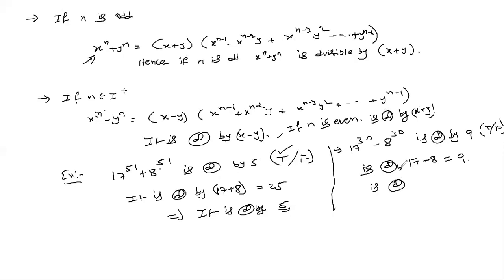It is divisible by x plus y also. Listen carefully. If it is odd, only divisible by x minus y. If it is even here, it is divisible by both x minus y and x plus y. Odd means only x minus y. Even means both. Is divisible by 17 plus 8, that means 25. I think it is very clear for you.